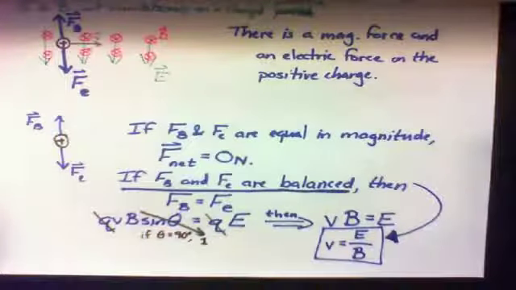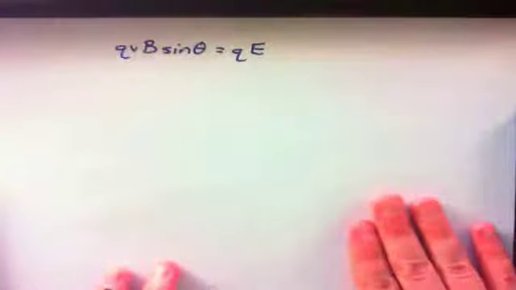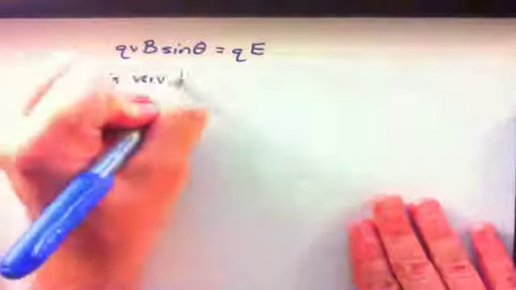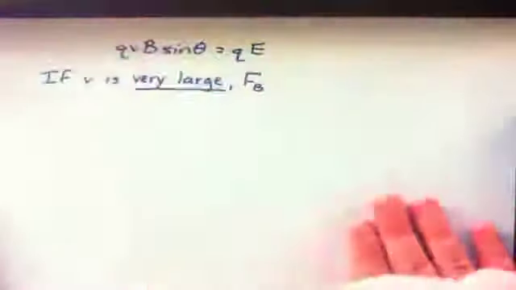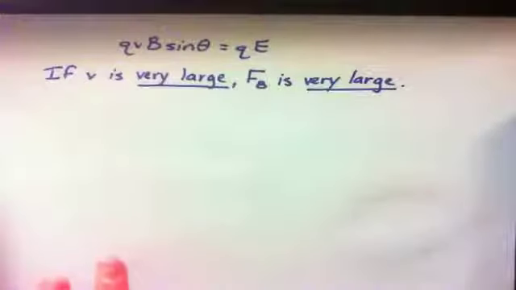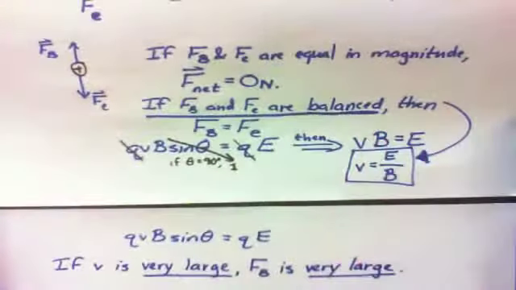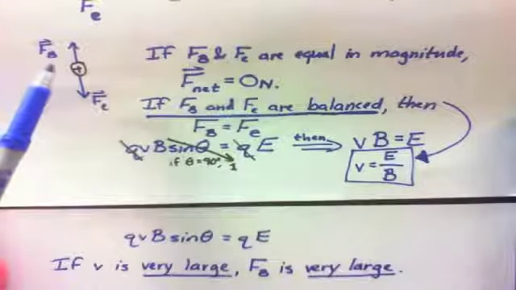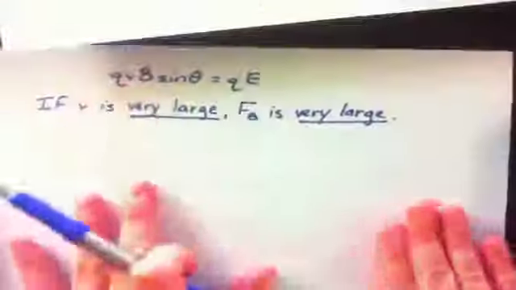Let's go back to our equation of QVB sine theta equals QE. Let's think about this. Let's say our particle is going really, really fast through there. What would that change about this? Which side of the equation would it change? It would change the left side. We'd have a greater magnetic force. If the particle moves faster, V is larger, the magnetic force is greater. If the magnetic force is greater, then the forces aren't in balance.